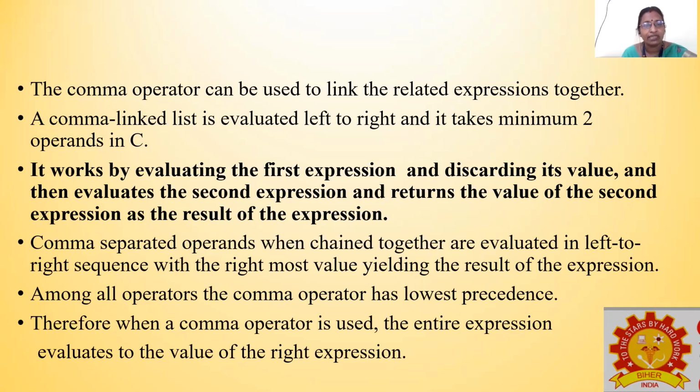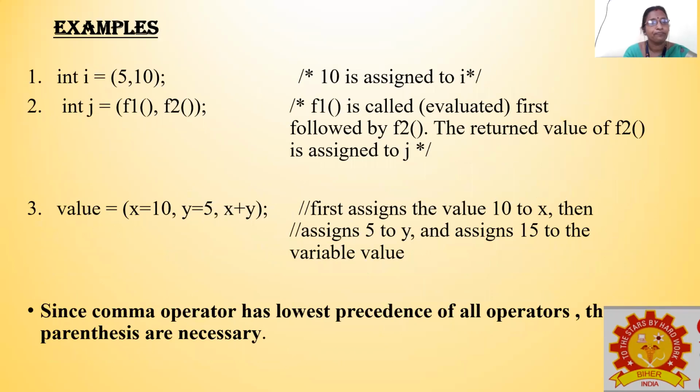Comma separated operands, when chained together, are evaluated in left to right sequence, with the rightmost value yielding the result of the expression. Among all operators, the comma operator has the lowest precedence. Therefore, when a comma operator is used, the entire expression evaluates to the value of the right expression. So let us see some examples of how comma operators work.